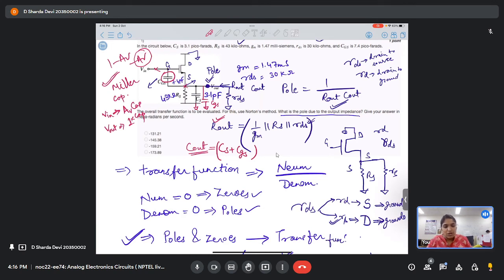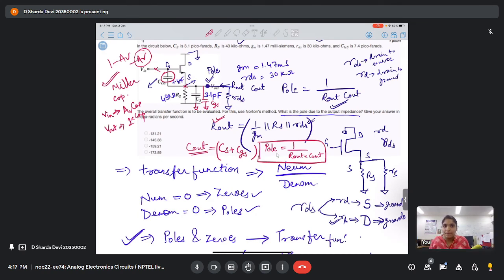Now you have got your R out, you have got your C out. Simply for the pole, what you will do is multiplication. So the pole will be 1 by R out into C out, right? So this is what you'll do, and you'll get the final answer. Is this clear?